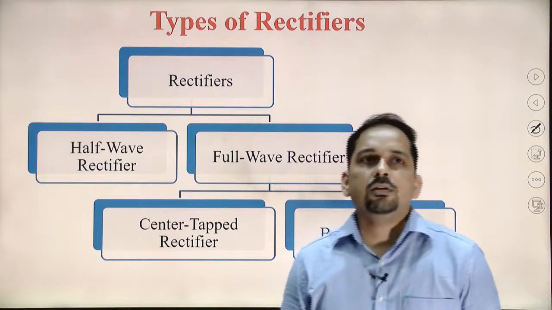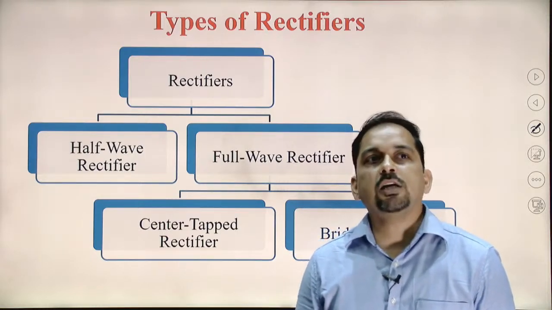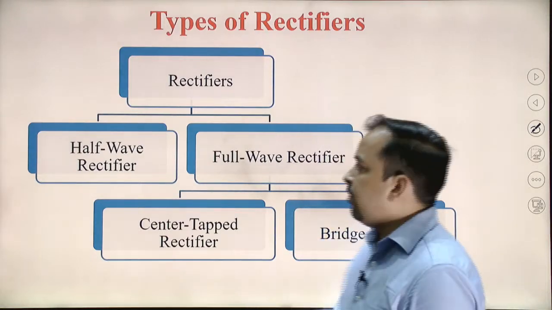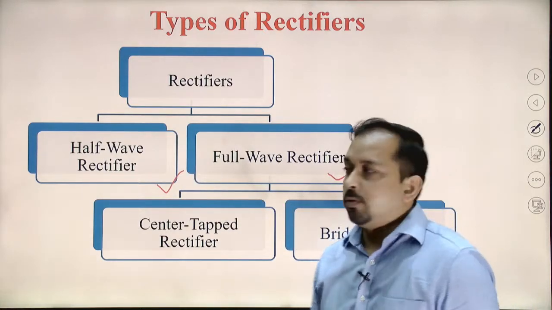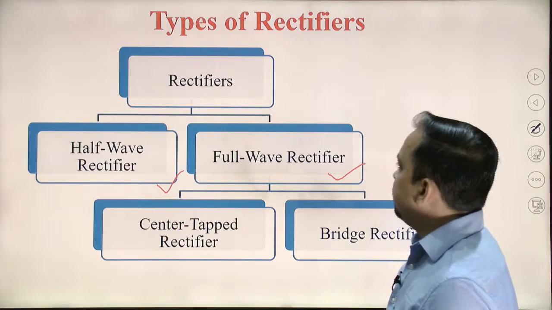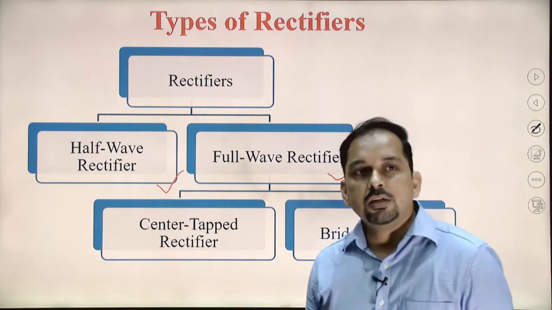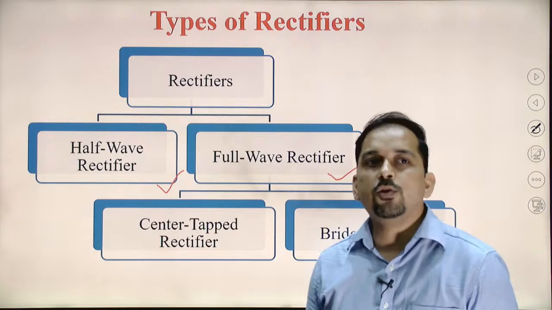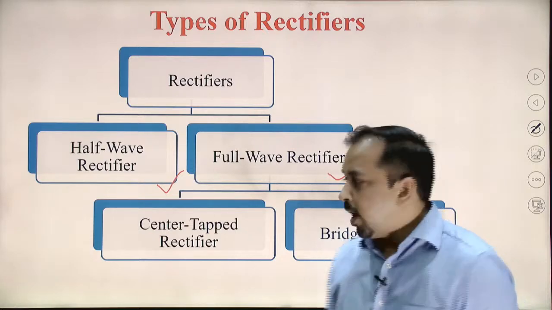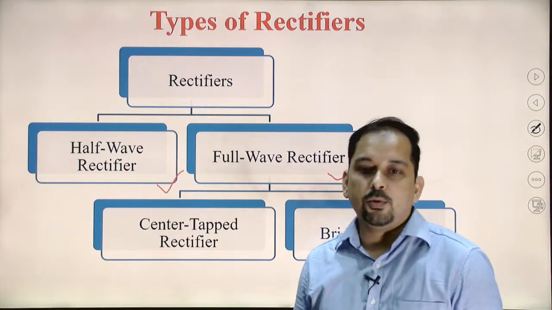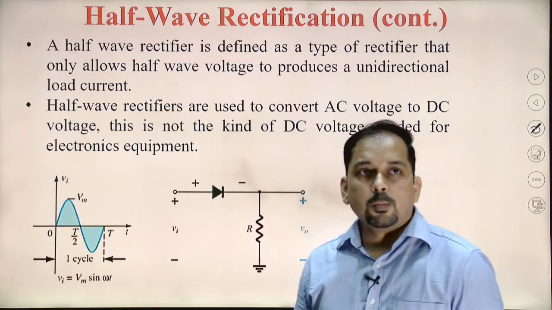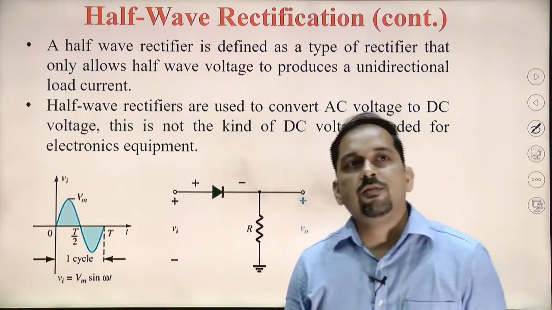Now we have the types of rectifiers. Basically, rectifiers are classified as half wave and full wave depending upon the output. The full wave rectifiers are classified as the center tap rectifier, where we utilize only 2 diodes, and the bridge rectifier, where we utilize 4 diodes. So first is the half wave rectifier.